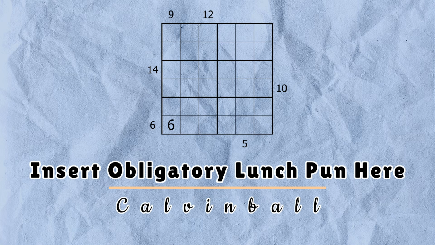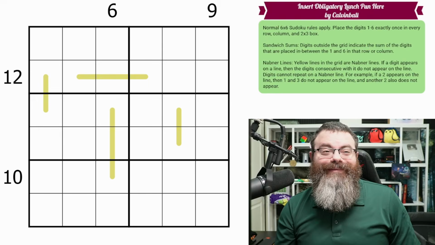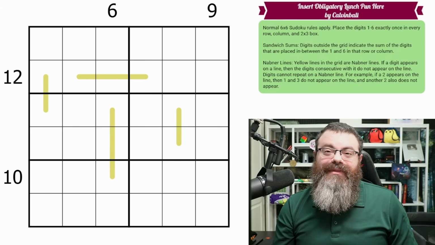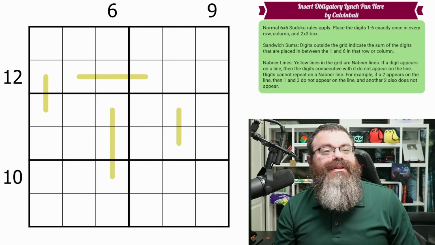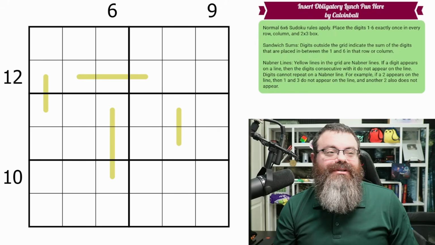Hello, let's continue our Sudoku adventure with Insert Obligatory Lunch Pun Here by Calvinball. So this continues our sandwich sum theme week. Hope you're enjoying it. So this has sandwich sums and Nabner lines. Let's go over the rules.